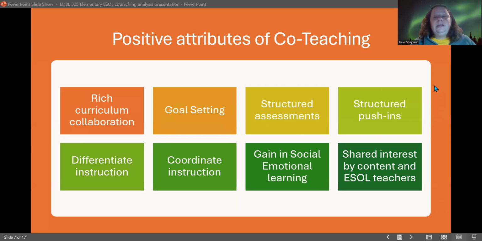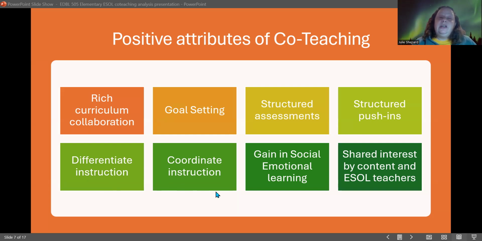The structured push-ins, so this means that the ESOL teachers in the classroom, an easier way to differentiate the instruction. Again, this is the opportunity for the teacher to see and actually help the students while this is going on, rather than wait till afterwards to figure out what happened.